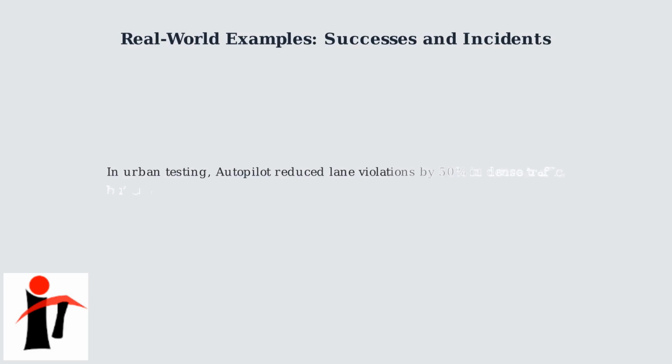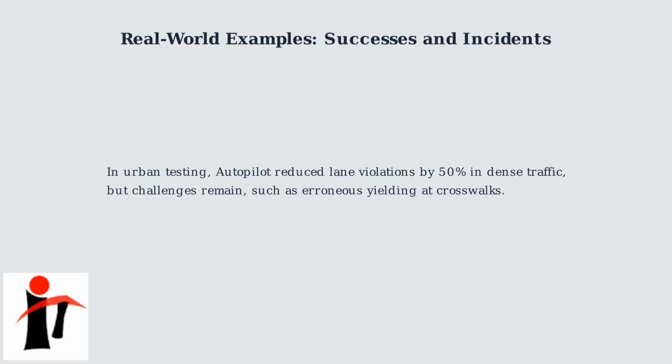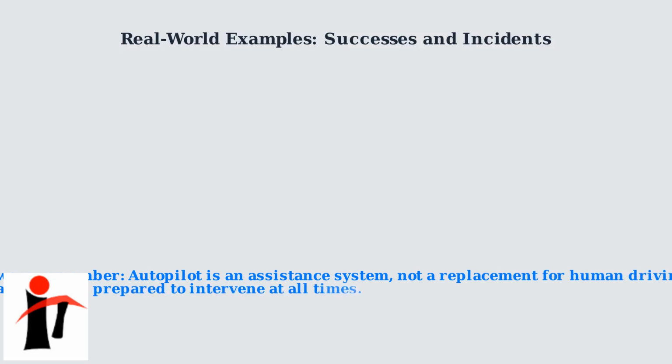In urban environments, such as Tesla's 2026 pilot program in San Francisco, Autopilot demonstrated a 50% reduction in lane violations during dense traffic conditions. However, challenges persist, including instances of incorrect yielding at crosswalks, which highlight the ongoing refinement needed for complex scenarios. These examples illustrate both the potential and limitations of autopilot technology.